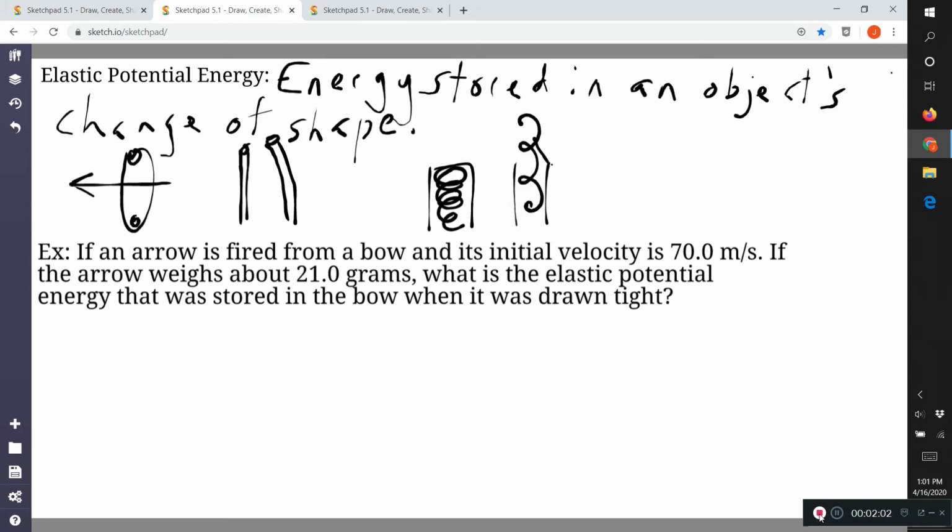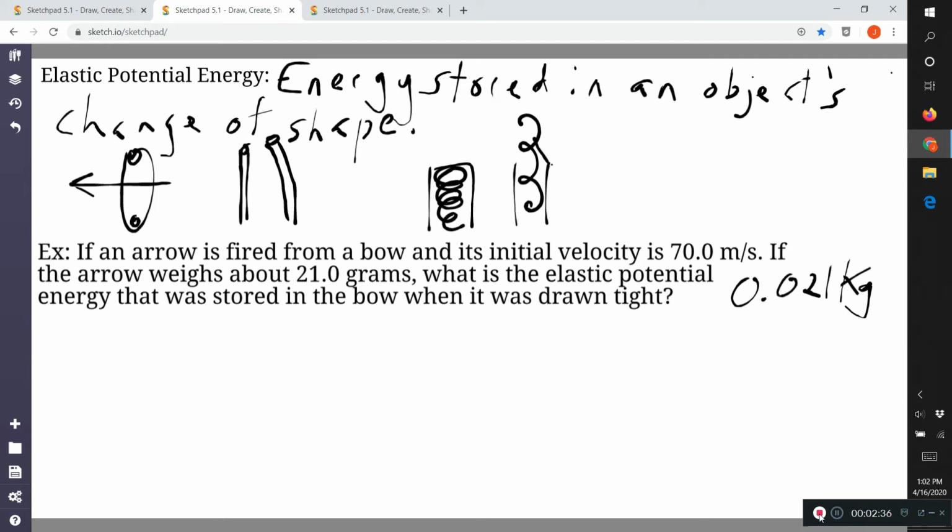So we don't really have a formula for elastic potential energy, but we can kind of work backwards using what we know about energy transfers to find how much elastic potential energy was stored. Now this is not a perfect example, and we'll talk about that. If an arrow is fired from a bow and its initial velocity is 70.0 meters per second, if the arrow weighs about 21 grams, so let's convert that real quick. We don't like grams. We're going to go 0.021 kilograms. What is the elastic potential energy that was stored in the bow when it was drawn tight?